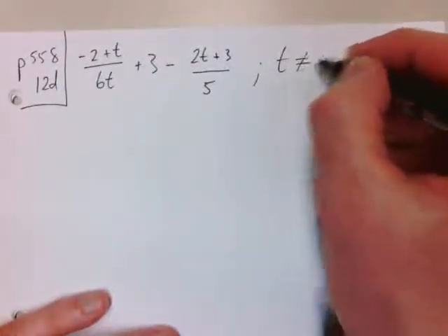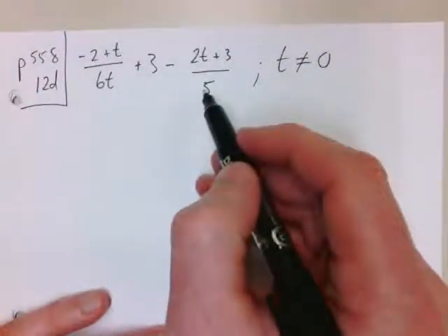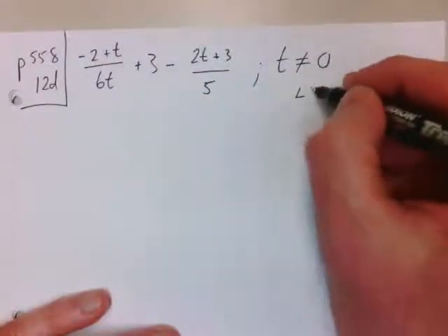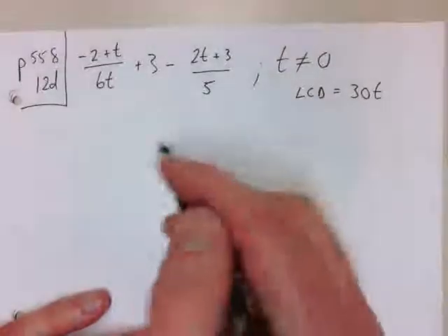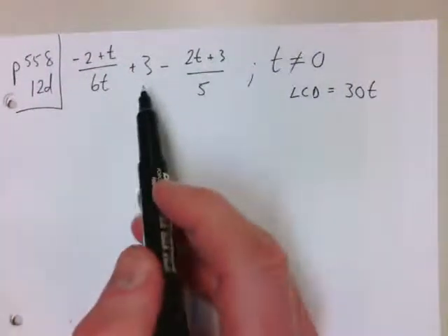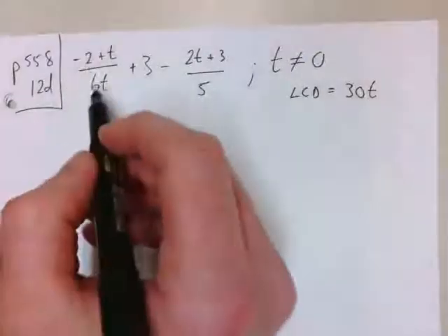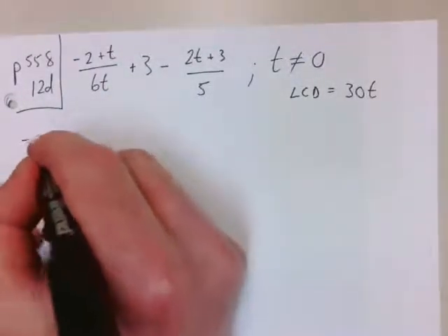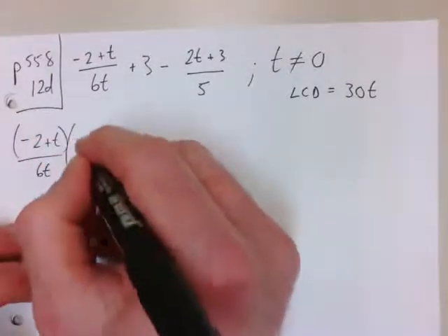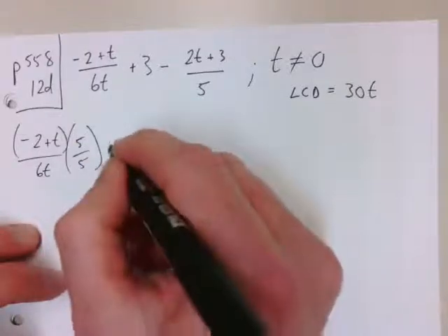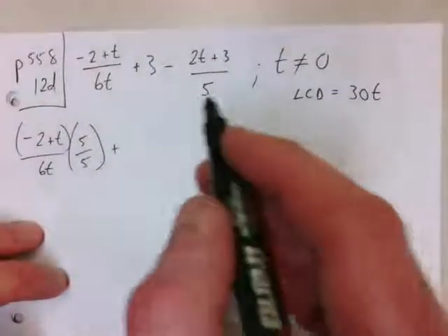We know that t cannot equal 0. 6 and 5, the lowest number they go into is 30. So our LCD is 30t. So we have to multiply everything by whatever's necessary to give the denominator of 30t. This one's just going to be 5 over 5. Negative 2 plus t over 6t times 5 over 5. Plus, now 3 has nothing, so it's going to be 30t over 30t.